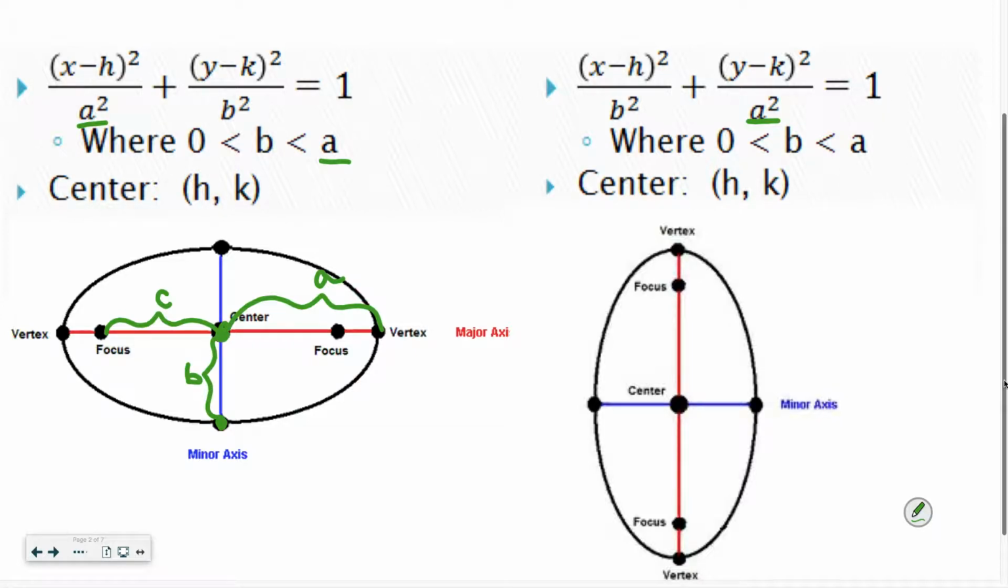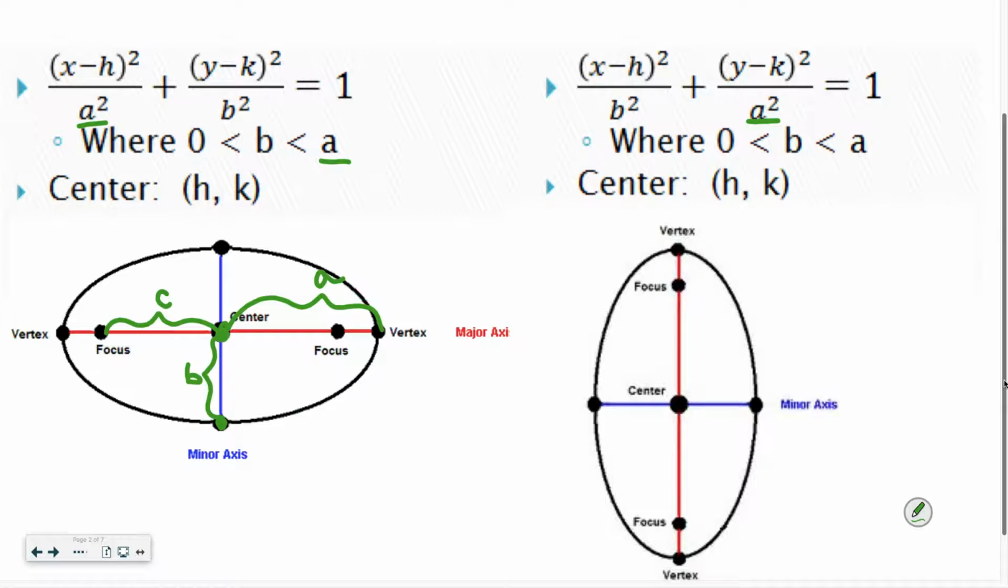Okay. Do you want me to label the a, b, and c on this ellipse as well? I think we're good. Yeah. Okay. Vertices are still a away. Minor endpoints are b away. Foci are c away. The only difference is the direction in which we count them.